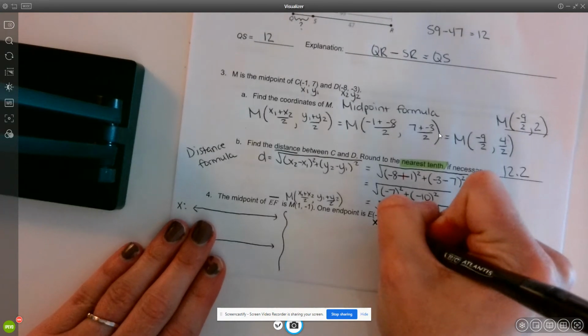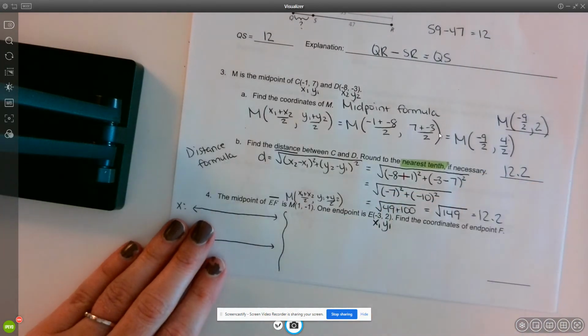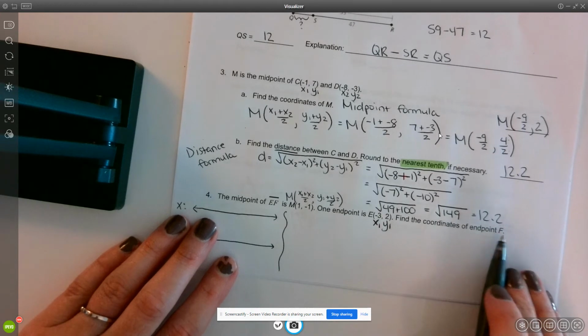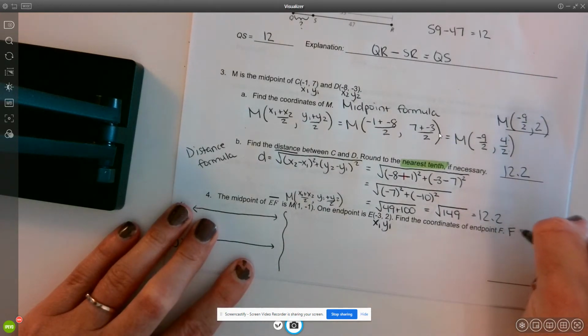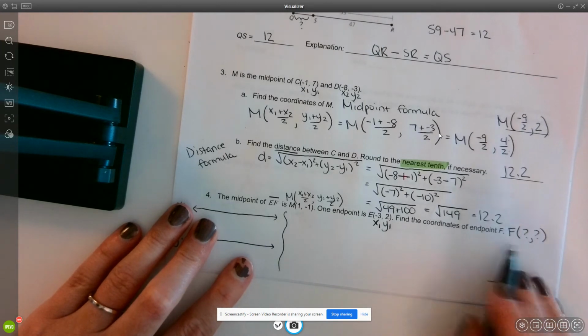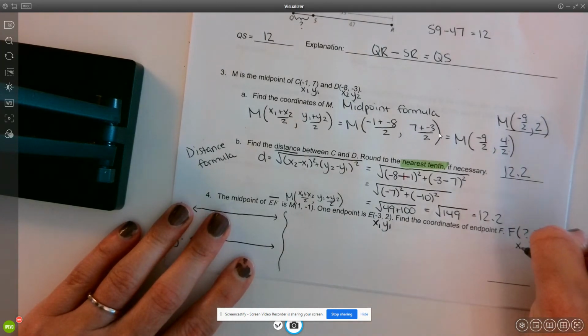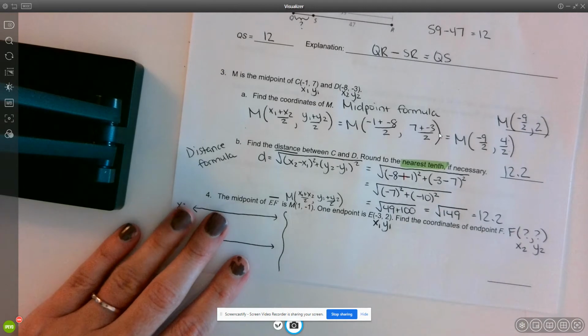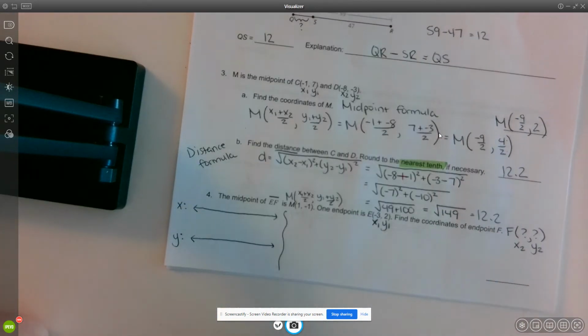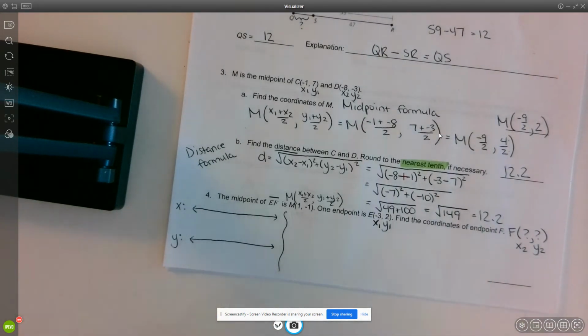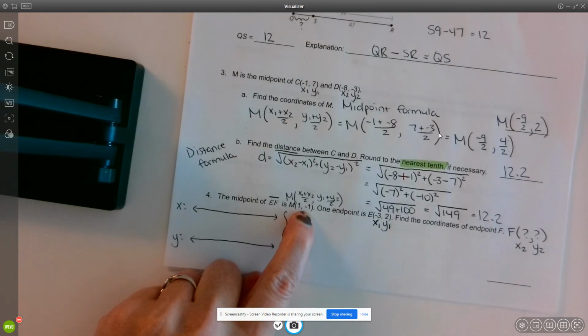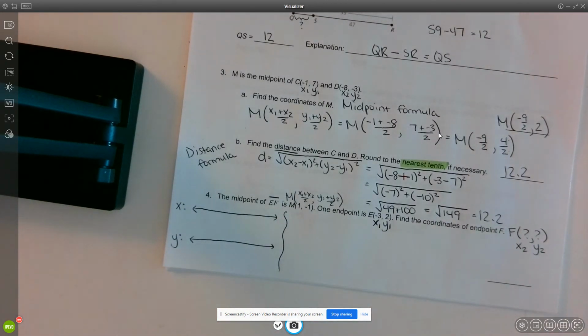So I'm going to go to my endpoint and label this x1, y1. I don't know the coordinates of my other endpoint, but I'm going to label this other endpoint x2, y2. Remember, we named the endpoints x1, y1, x2, y2. What I do know is my midpoint. And so we've learned this one using a couple of different methods.